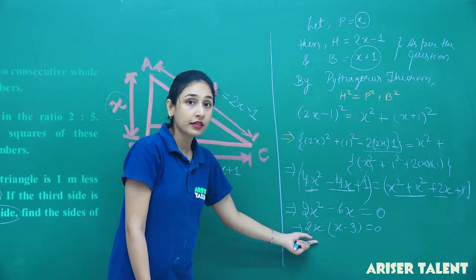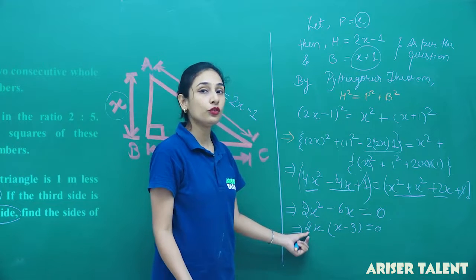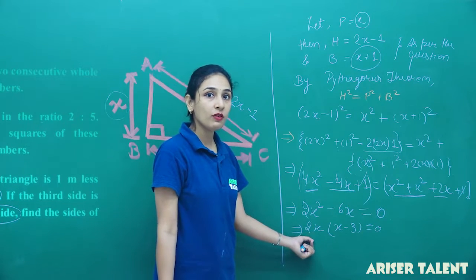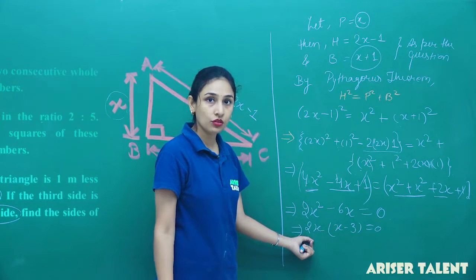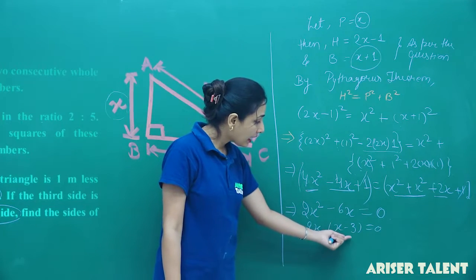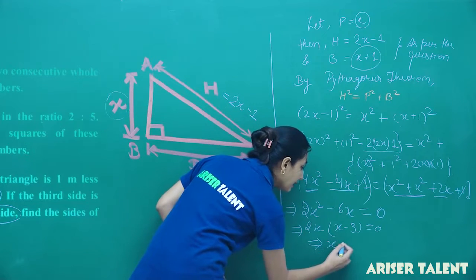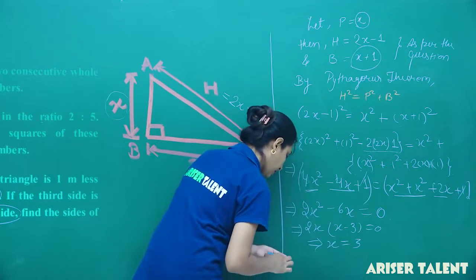Now 3x equals 0 or x minus 2 equals 0. If 3x equals 0, the value of x will be 0. Now I can't have any side length equal to 0. So what will I have? X minus 3 equals to 0. This implies that x equals 3.